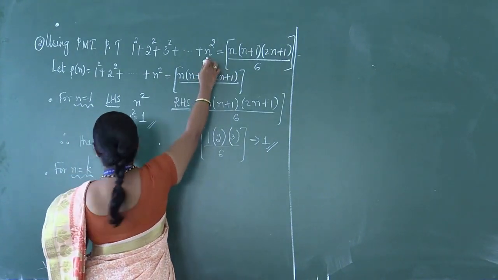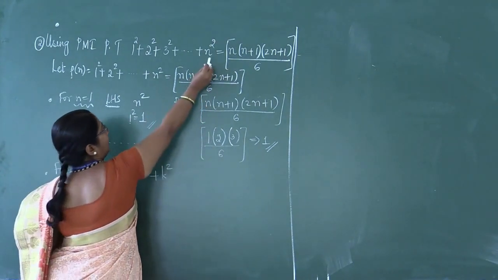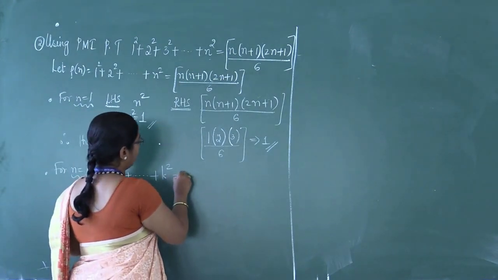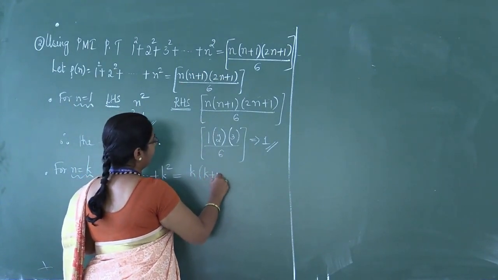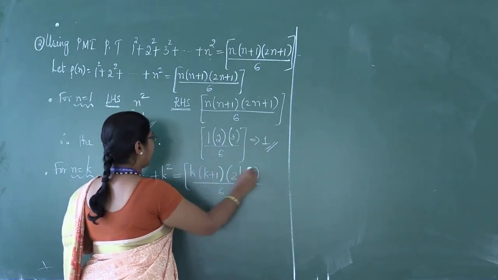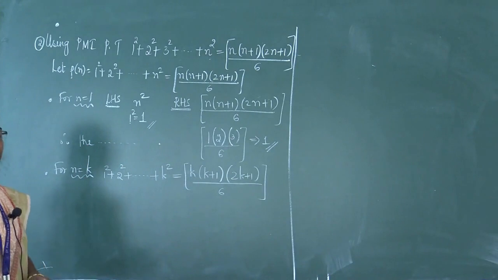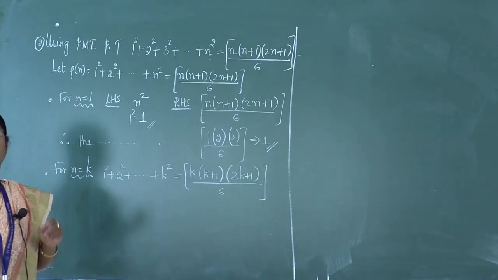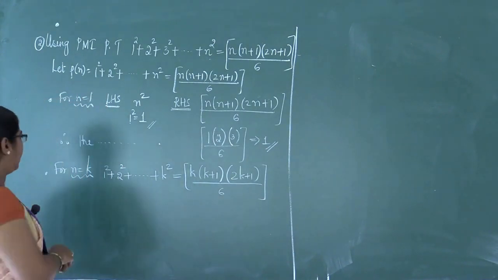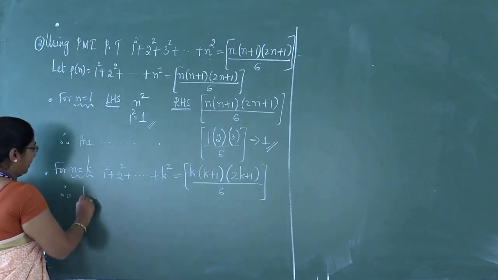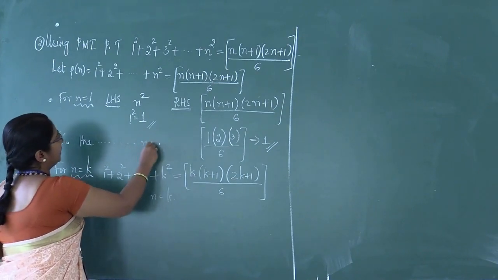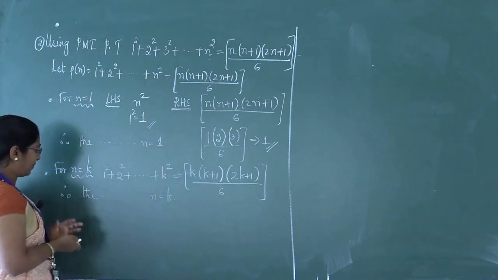n square. n takes the value k. What does n take the value here? k. So, in place of n square, which term will you write? k square equals k into k plus 1 into 2k plus 1, complete thing divided by 6. So, what is the conclusion you write here? Therefore, the given statement is true for n equal to k. This is the conclusion you write here. Similarly, for n equal to 1 in the previous step.